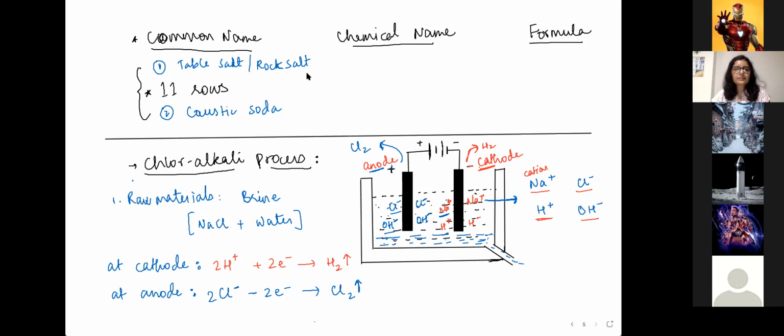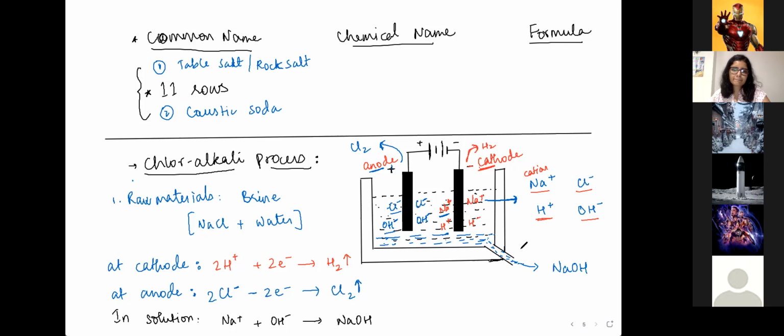So finally, what is remaining in the solution? Sodium ions and hydroxide ions. So these two basically attract each other and form NaOH, which is basically let out. So from the bottom of the tank, you get the NaOH that is formed. And from this, you just attach it to pipes and you can take it wherever.